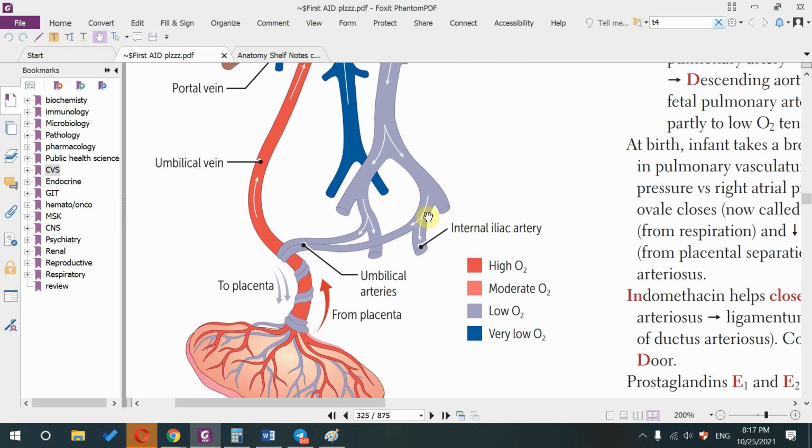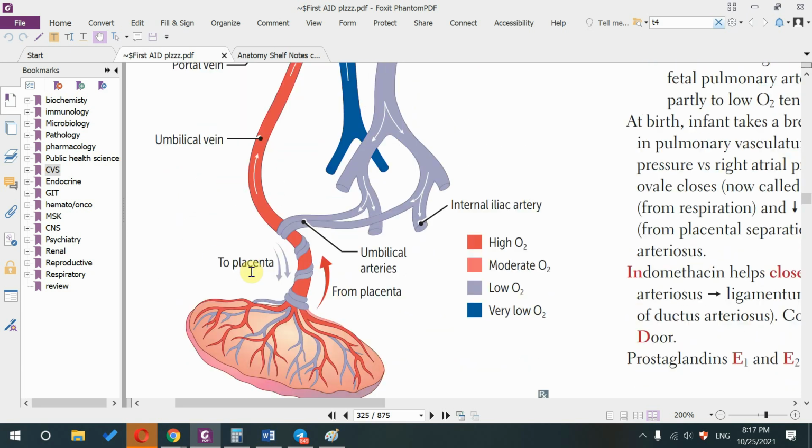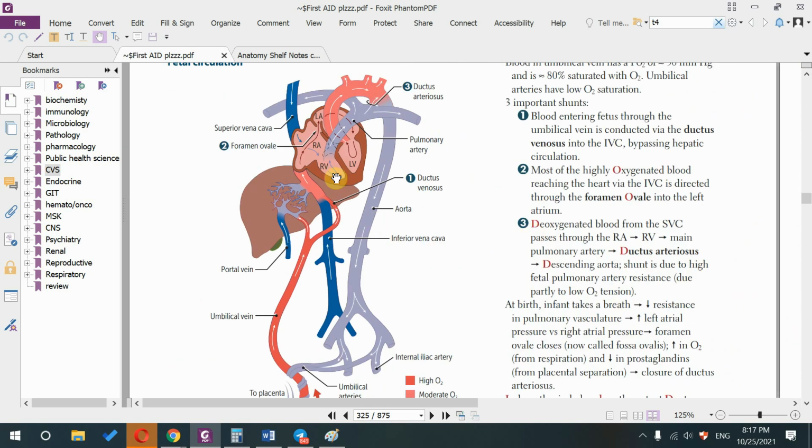And this is important. From the internal iliac, you have two umbilical arteries. How many umbilical veins do you have? One. How many umbilical arteries do you have? Two. Why two? Because they come from the internal iliac artery. How many internal iliac arteries do you have? Two. So that's why they are two. Okay. You are like, okay, but you missed one. So that was the first thing.